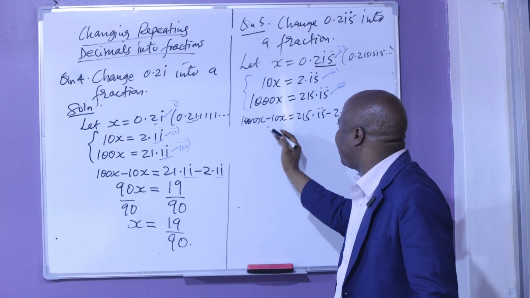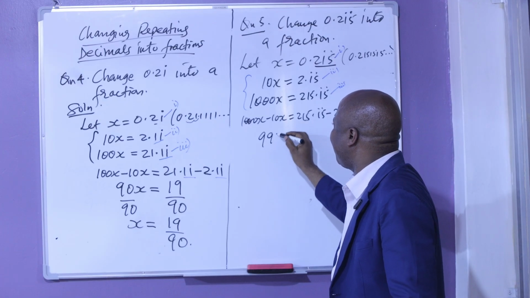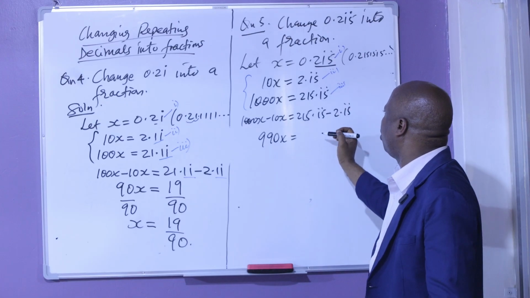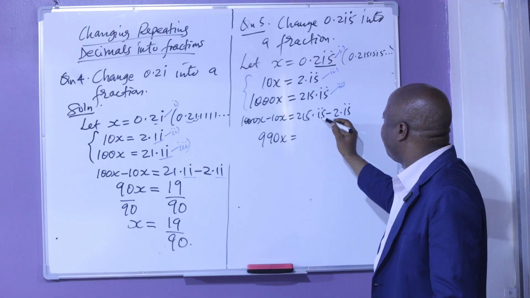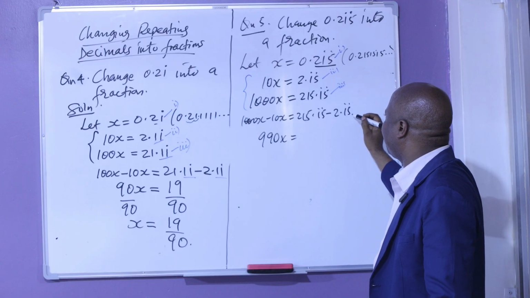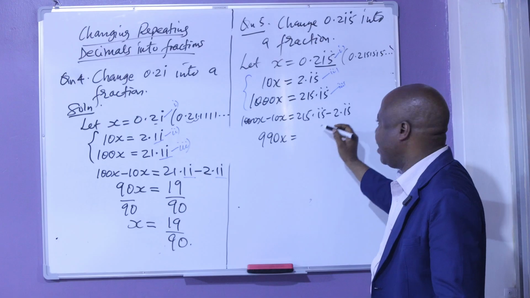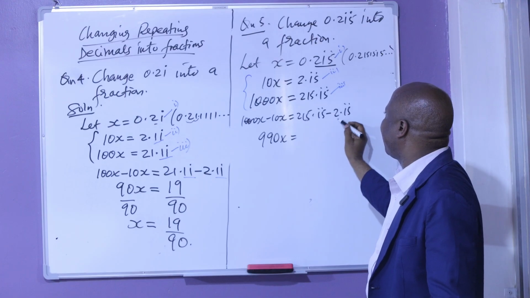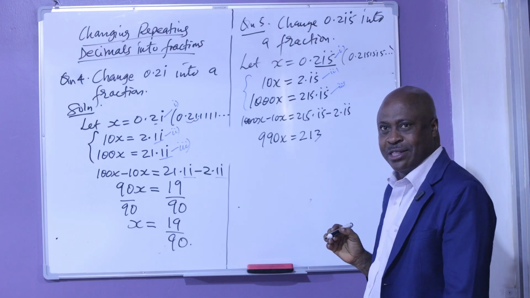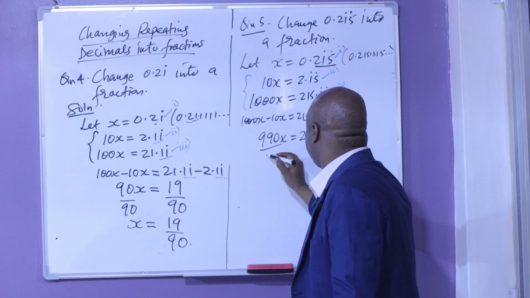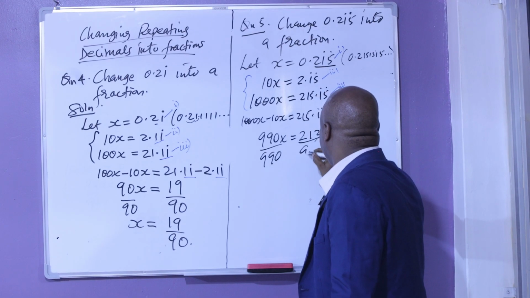Automatically, 1,000x minus 10x, I'm going to get my 990x. This will be equal to now 0.15 dot minus 0.15 dot. This will cancel. And therefore, I'm having 215 minus 2, which is 213. Now, 213, then you have to divide by 990.